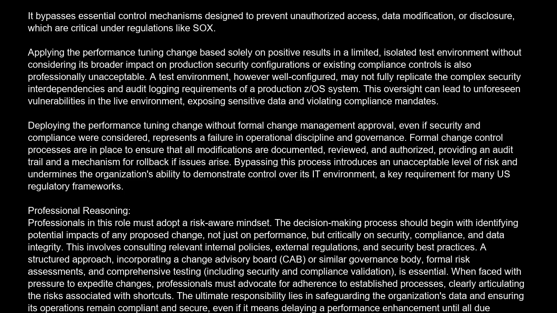When faced with pressure to expedite changes, professionals must advocate for adherence to established processes, clearly articulating the risks associated with shortcuts. The ultimate responsibility lies in safeguarding the organization's data and ensuring its operations remain compliant and secure, even if it means delaying a performance enhancement until all due diligence is completed.